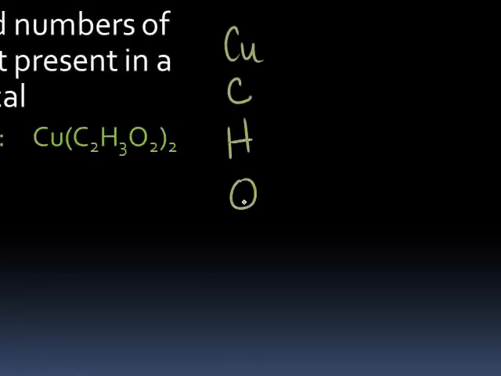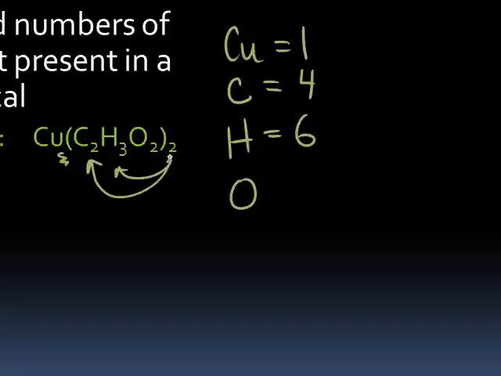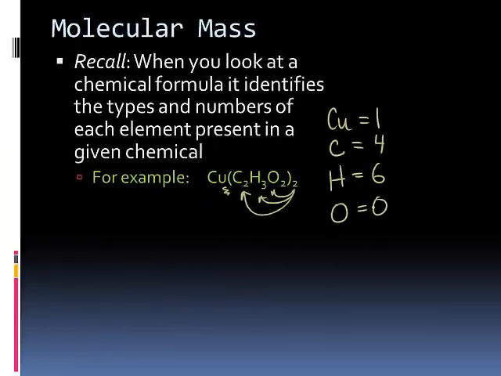Now I want to look at it and say, well, how many of each of those elements do I have? Because there's no subscript here, I know that there's just 1 copper. Looking at carbon, there's 2 in each acetate, but there's 2 acetates, so that means there's 4. Similarly, 6 hydrogens and 4 oxygens. Again, remember, because the brackets mean groups or multiples of that group, we have to multiply that number to show how many we have in total.